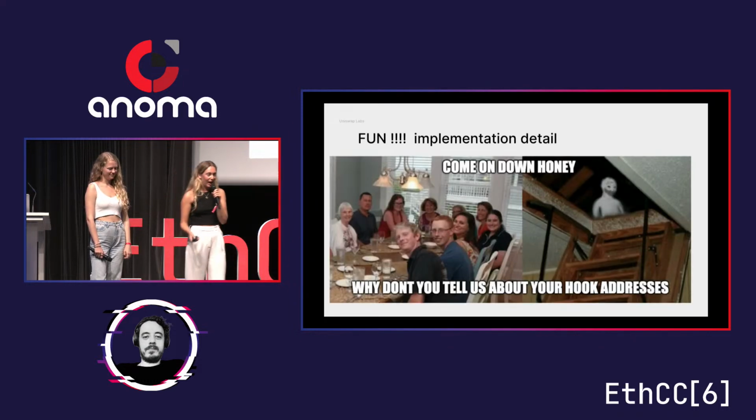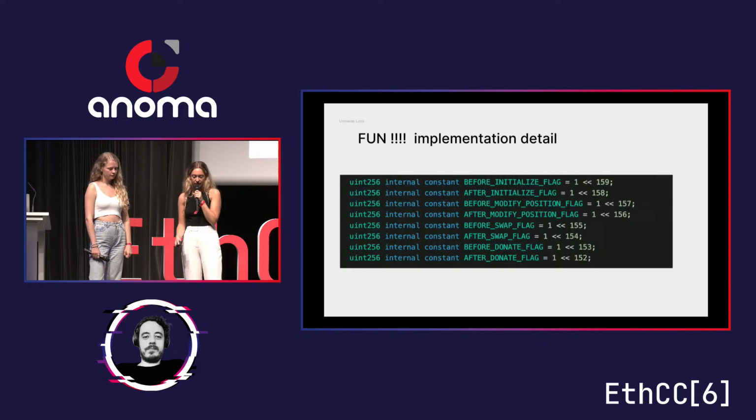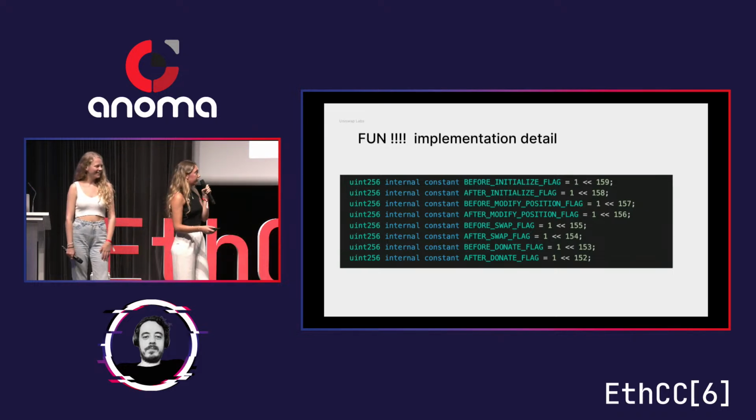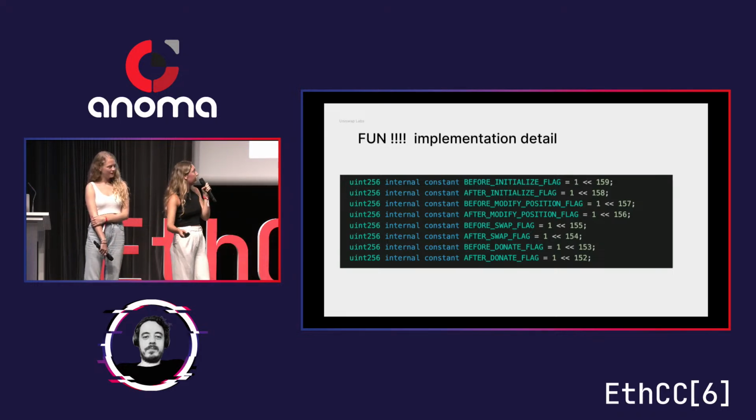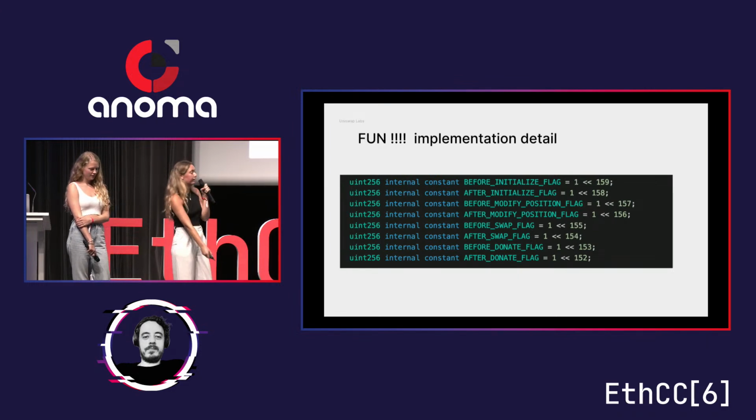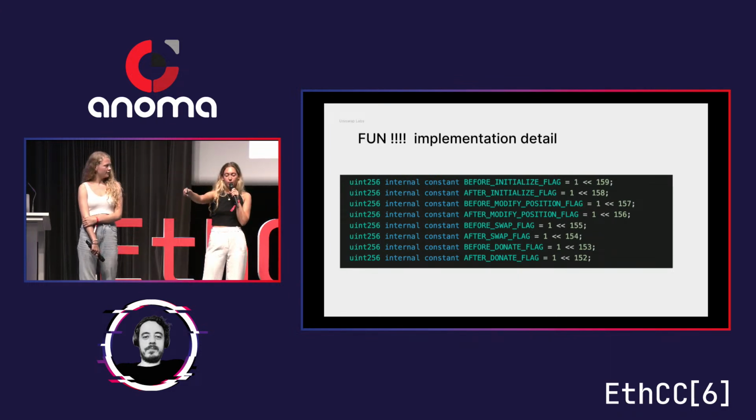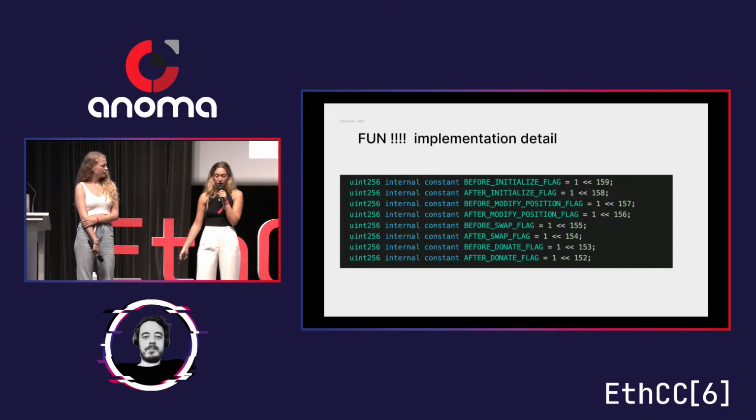Great. So I wanted to quickly touch on a cute little implementation detail with hooks. Essentially, these callbacks that I just talked about, the before and after swap, before and after modify position, they are all determined by the hook address. So we'll look at what that means. This is a little bit of garbage right here, but this is the code in the core protocol. So these are all the flags that we have enabled for the various hook callbacks that I just talked about.